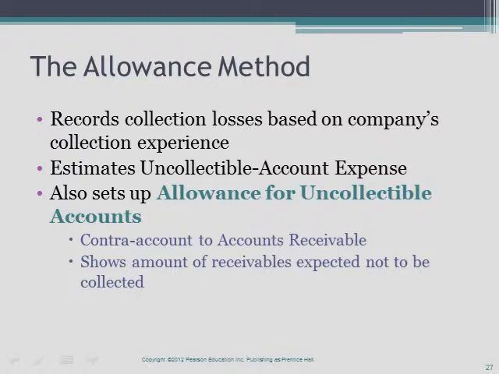The best way to measure bad debt is by the allowance method. This method records collectible losses, or collection losses, based on estimates developed from the customer's collection experience. The company doesn't wait to see what customers will pay. Instead, it records the estimated amount as uncollectible account expense and also sets up allowance for uncollectible accounts. Other titles for this account are allowance for doubtful accounts or allowance for bad debt. This is a contra account to accounts receivable. The allowance shows the amount of the receivables the business expects not to collect. The allowance shows how much of the receivable has been suspended.